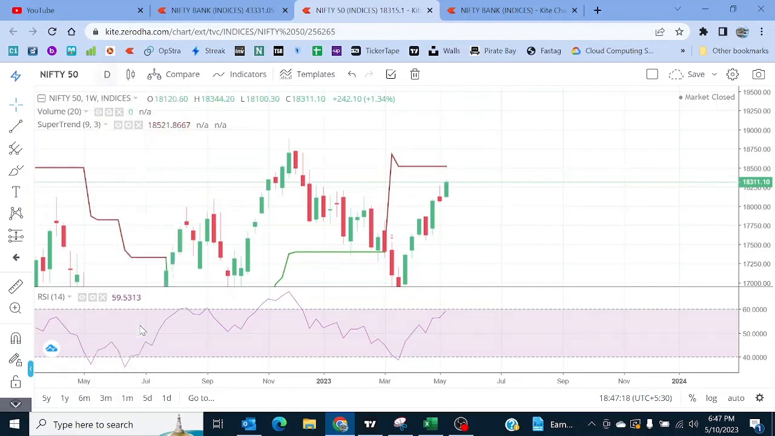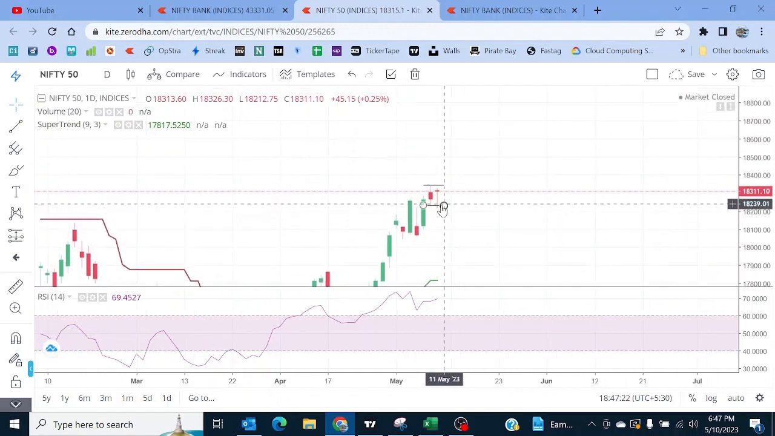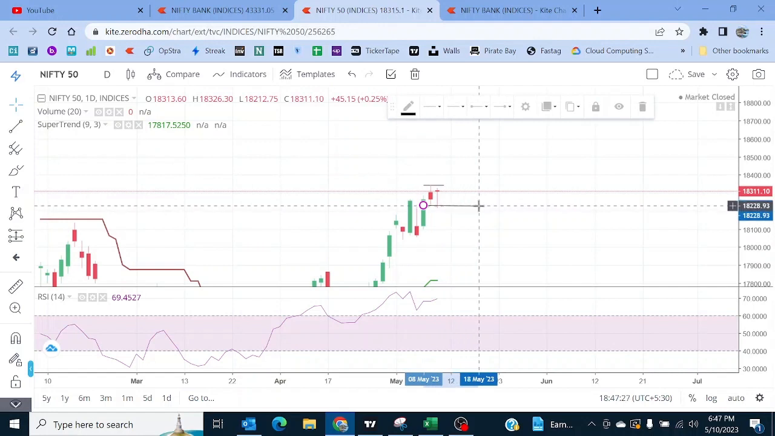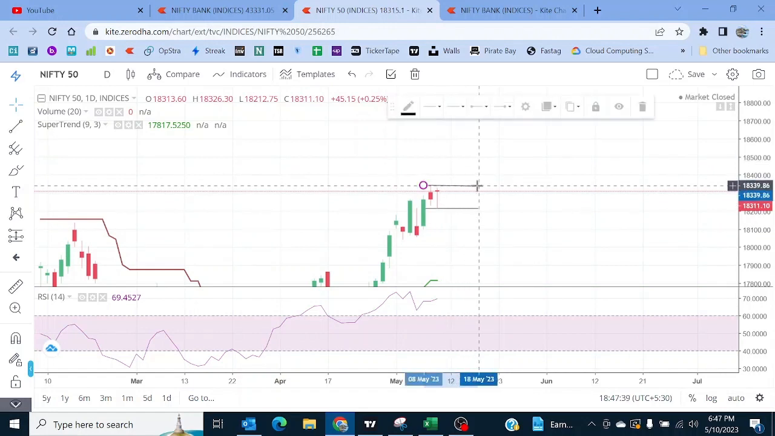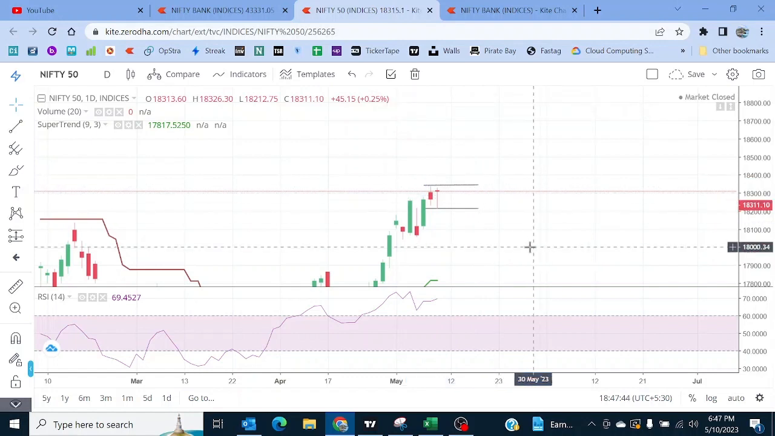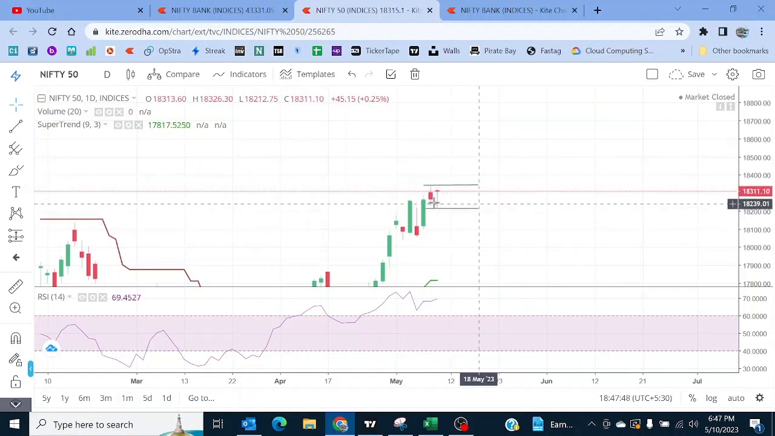Now for tomorrow's expiry, what we can do is keep in mind the last 2 days' price action, or the levels of the last 2 days. So for example, 18200 is something that we need to look for, and on the upper side it is 18350. If any level is broken out on the downside or the upside, we can wait for a retracement and then continue with the trend.